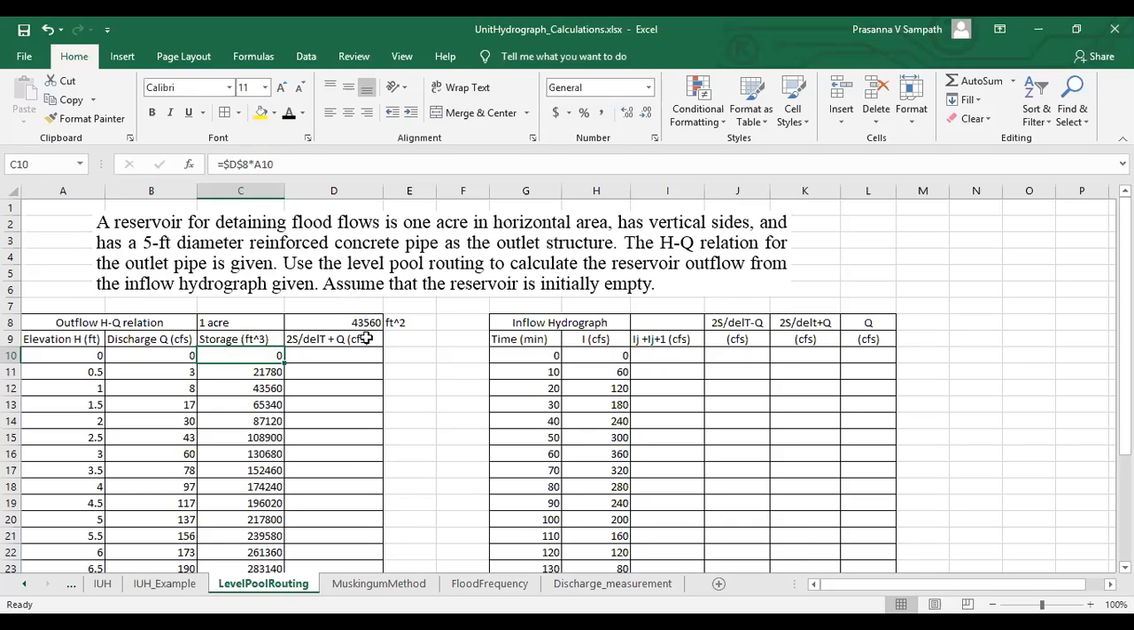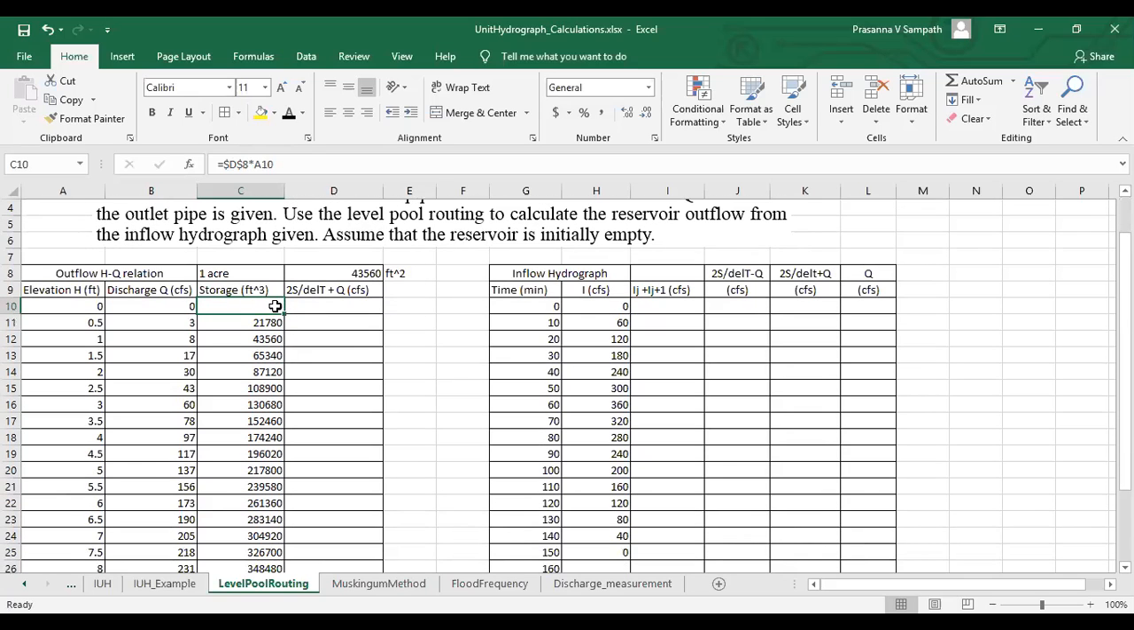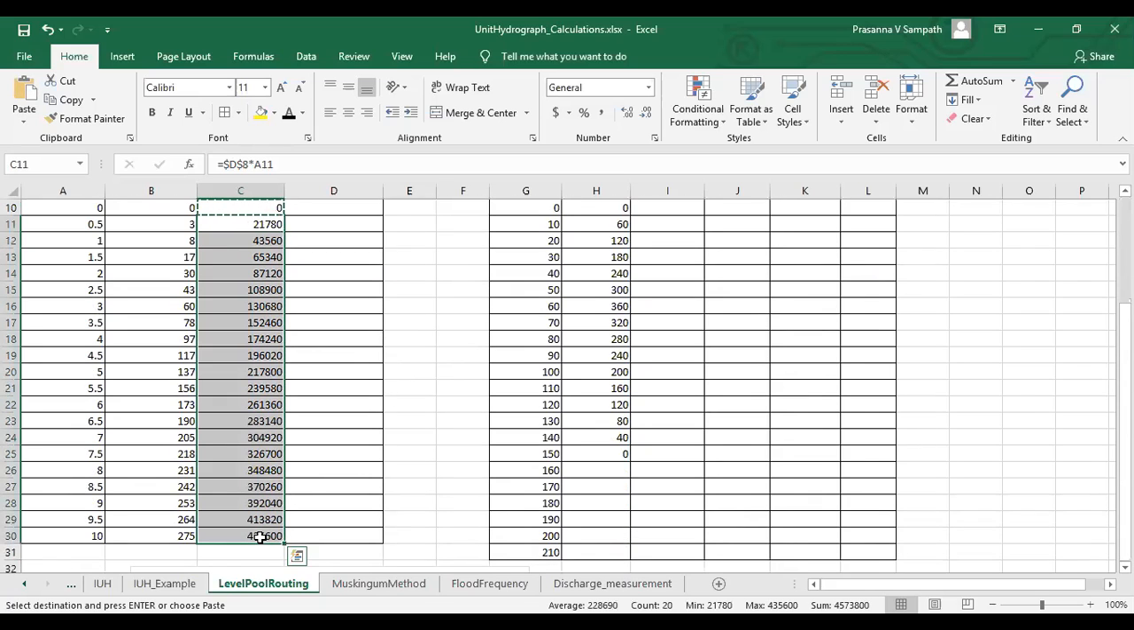Sometimes you may want to change the row but not the column. Sometimes you may want to change the column but not the row. In this case, I don't want to change either the row or the column when I copy the formula. So this is just a trick that you use in Excel. Okay, so I'll just copy this formula all the way down. So I have storage as a function of height, right?